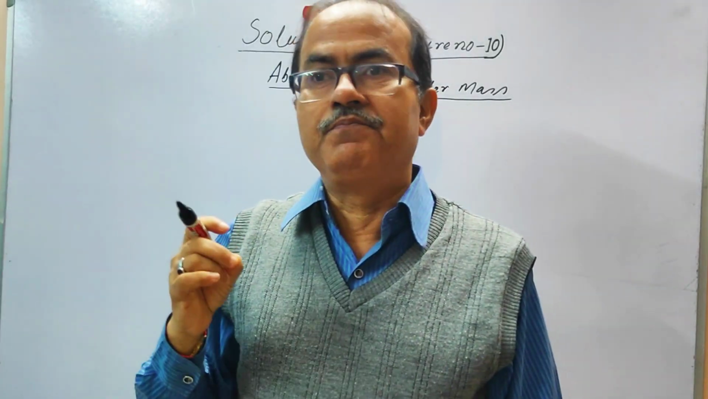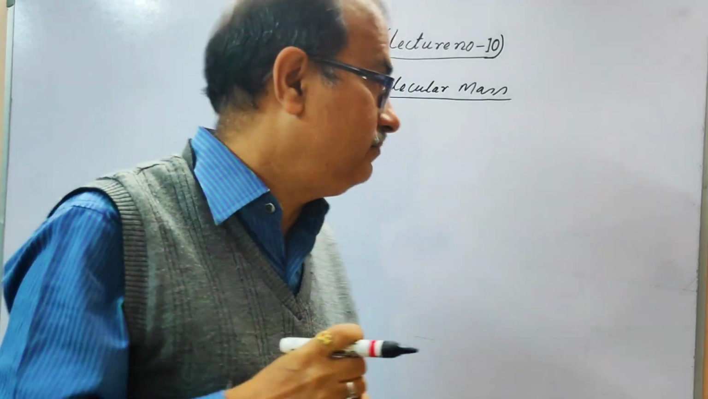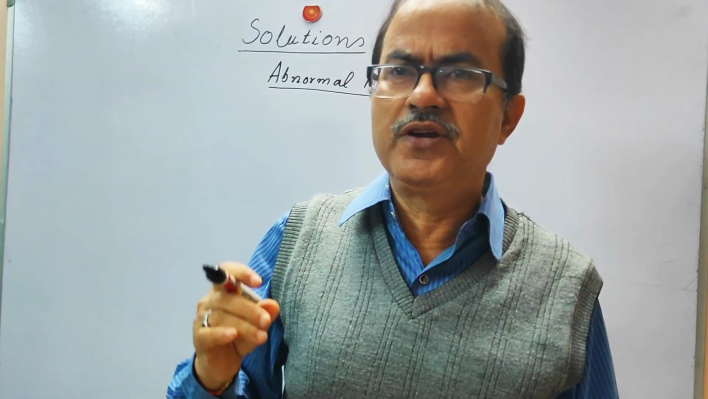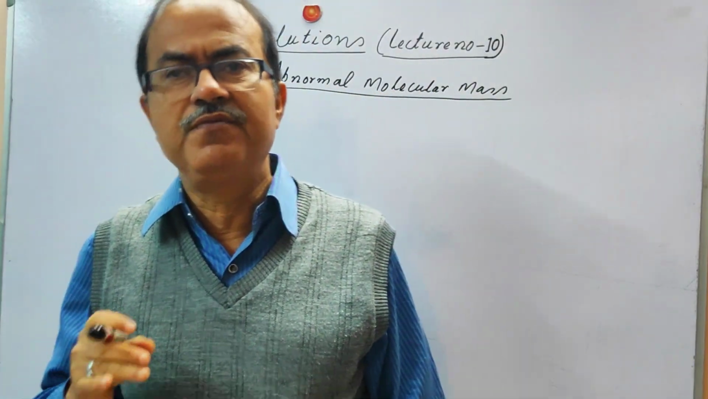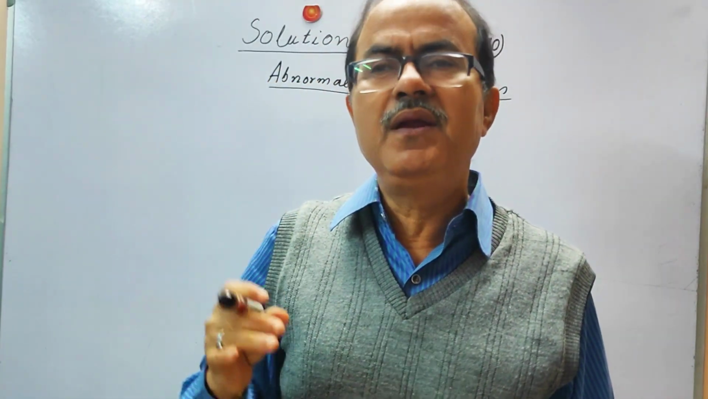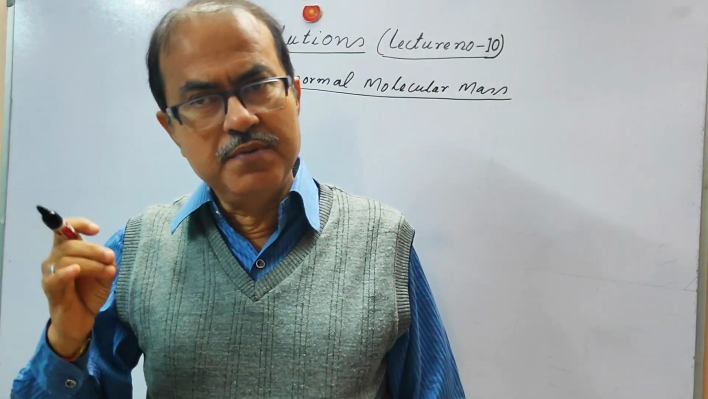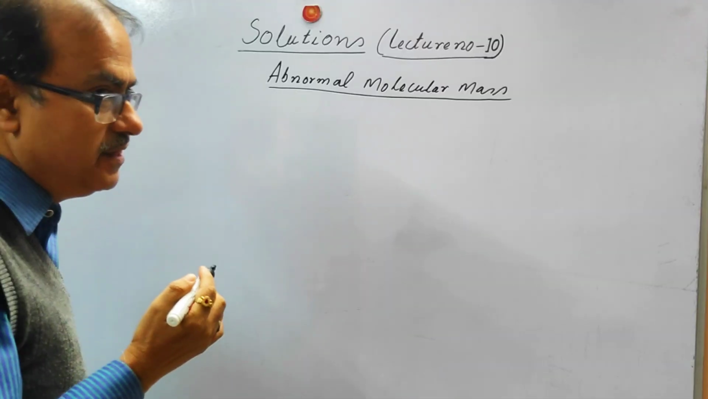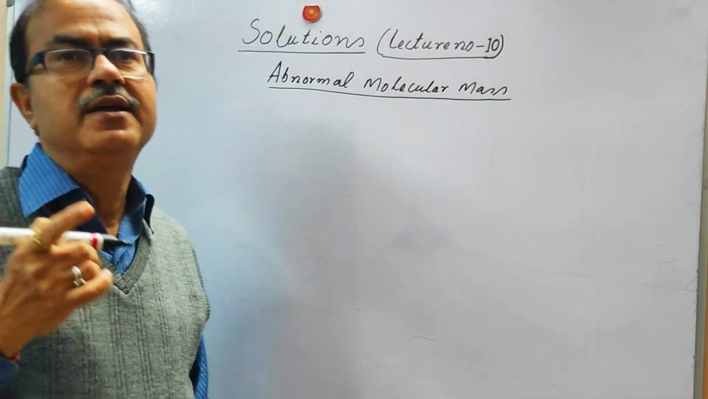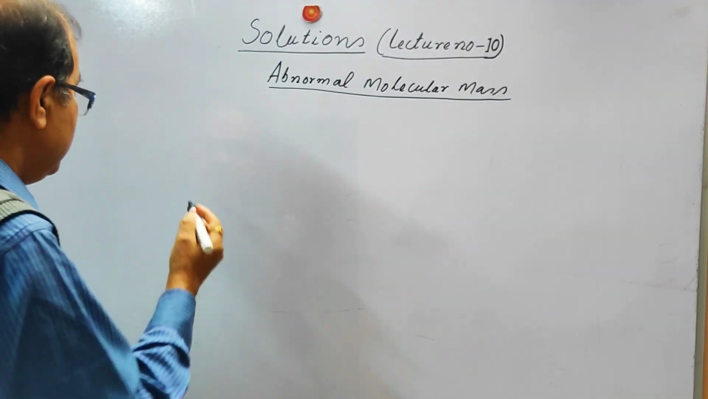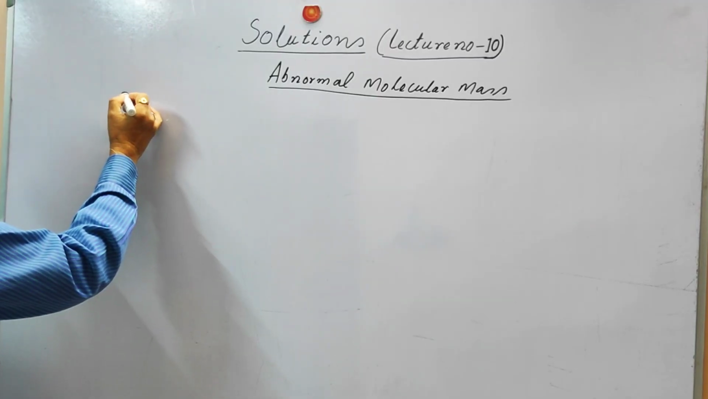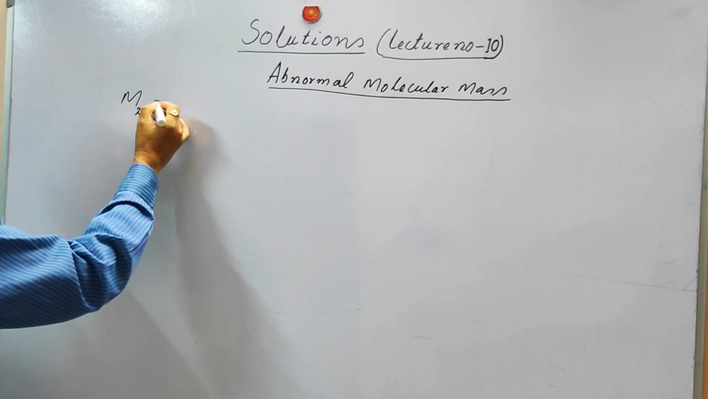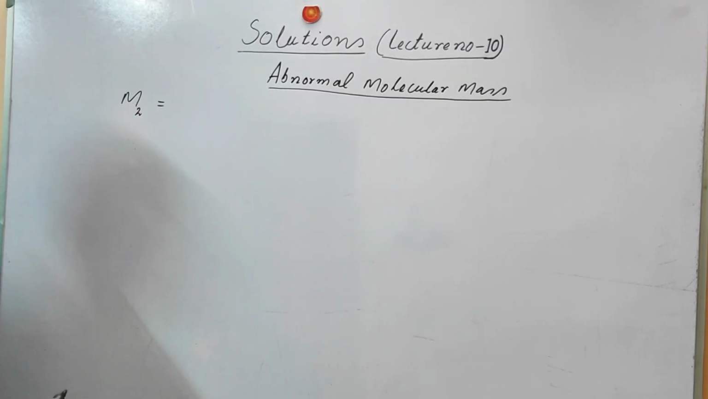What do we mean by abnormal molar mass? Let us understand. From colligative properties such as the elevation of boiling point or the depression of the freezing point, we can calculate the molar mass of the solute. You can recollect this formula from lecture number 8 and lecture number 9, where we discussed it in detail. This is the formula by which we can calculate the molar mass of the solute.